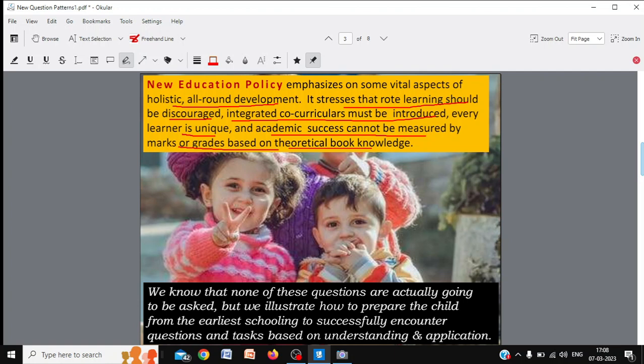Now, regarding the questions we are going to give, we know that none of these questions will actually come in the exam. But what we are illustrating is how to prepare the child from the earliest schooling, from even class 1, so that they successfully encounter questions and tasks based on understanding and application, provided they have mastered some ideas of basic education. So let us see some of the questions. Not that these questions will come, but they will provide an insight into what exactly the people who prepared the draft mean by the words understanding and application.